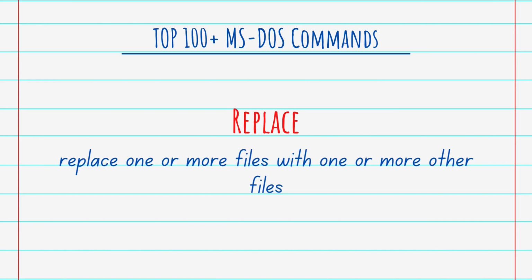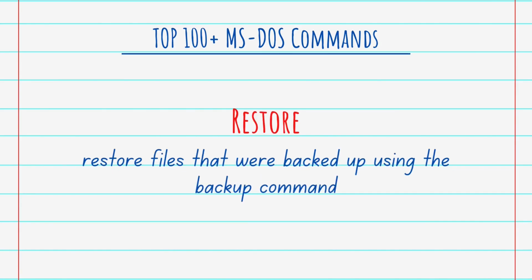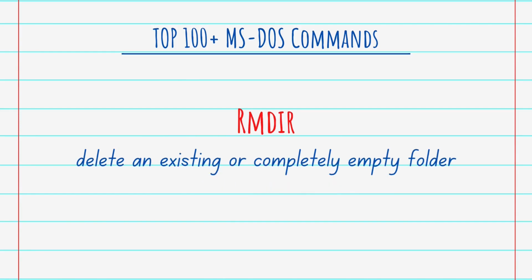The replace command is used to replace one or more files with one or more files. Okay. Next is the restore. The restore command is used to restore the files that were backed up using the backup command. The backup command was only available up to MS-DOS 5.00, but the restore command was included by default with later versions of MS-DOS to provide a way to restore the files that were backed up in the previous version of MS-DOS. Remember this. Then next is the RMDIR.